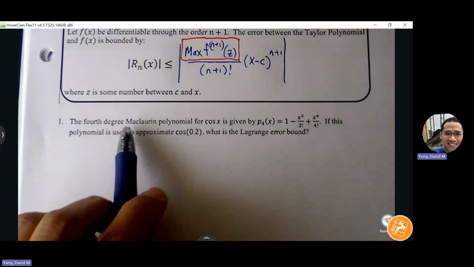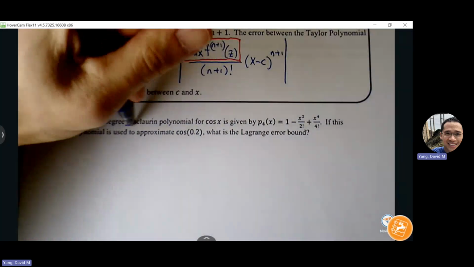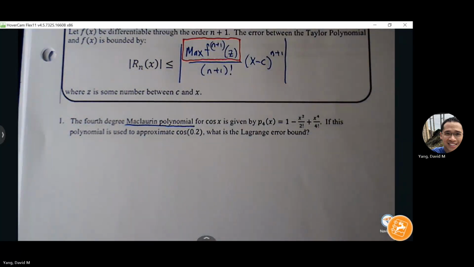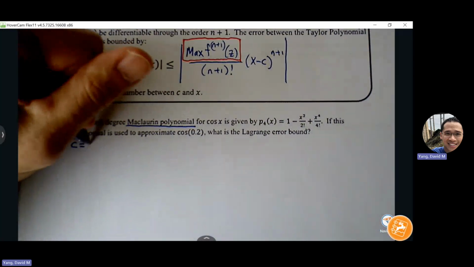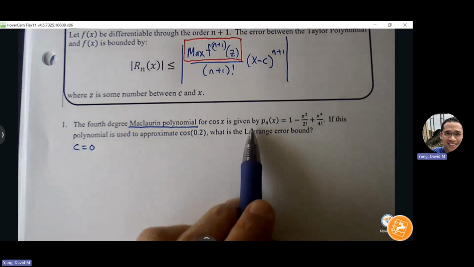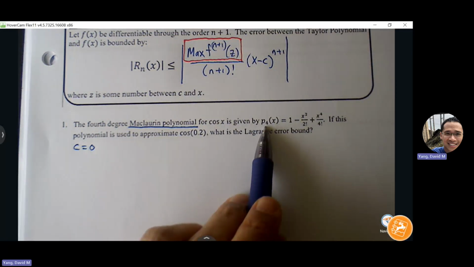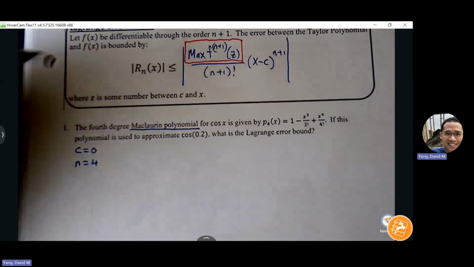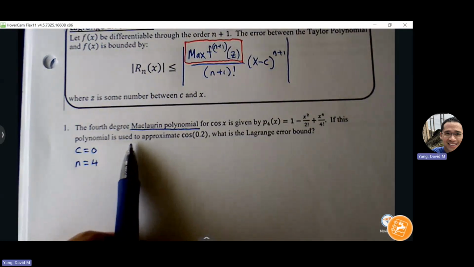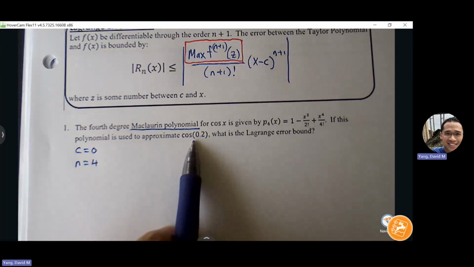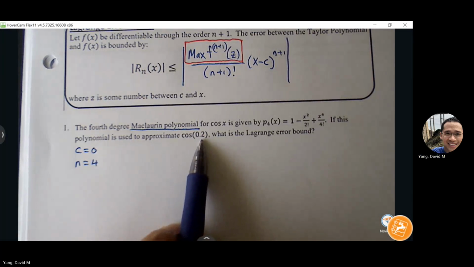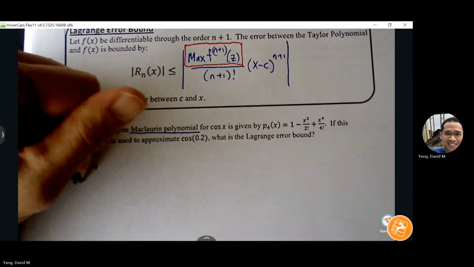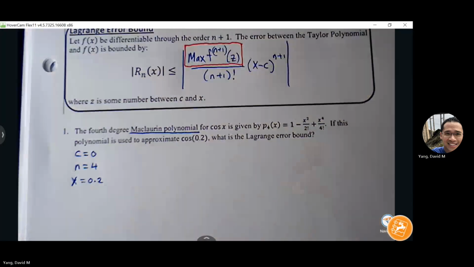Okay, so the fourth degree Maclaurin polynomial, so that tells us something, right? We know our c value is what? c is 0. So I'm going to just start gathering information as I come upon it. It's given by the fourth degree Taylor polynomial, so I know what my n value is. n is 4. I'm just gathering information. If this polynomial is used to approximate cosine of 0.2, guess what that 0.2 is? That's the x, yeah. So okay, what is the Lagrange error bound?